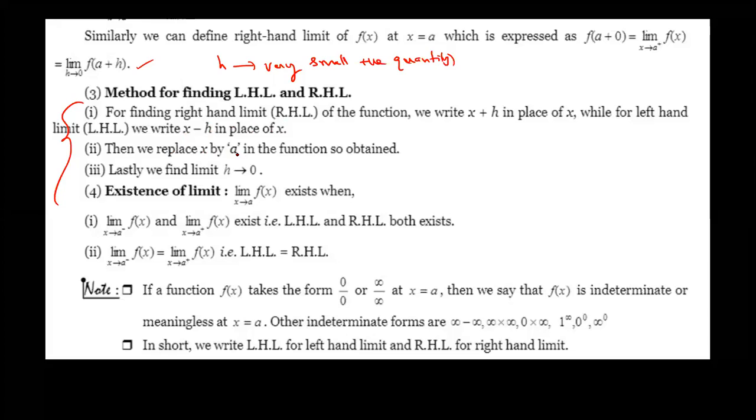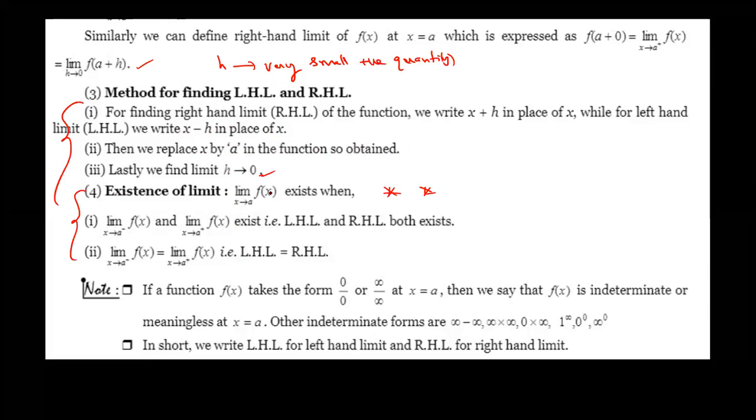Then put x is equal to a in the function, you can get the answer. So finally, put h tends to 0. So I will explain some questions. We can get the idea of this one. So finally, this is very important. I'm keeping star marks here.